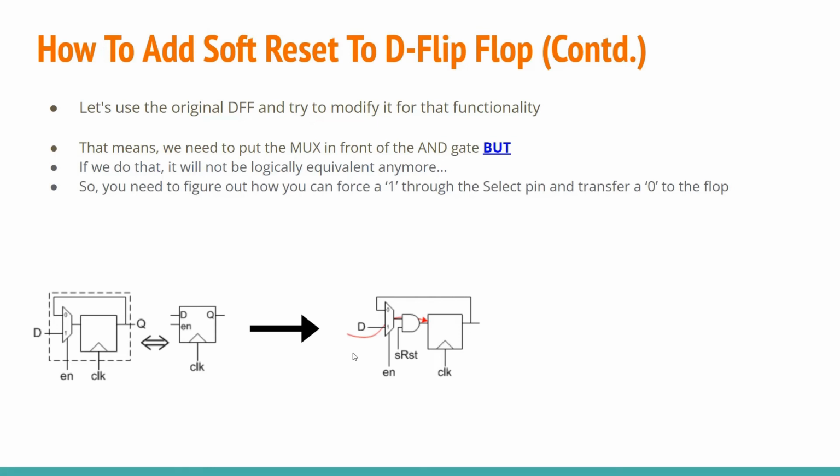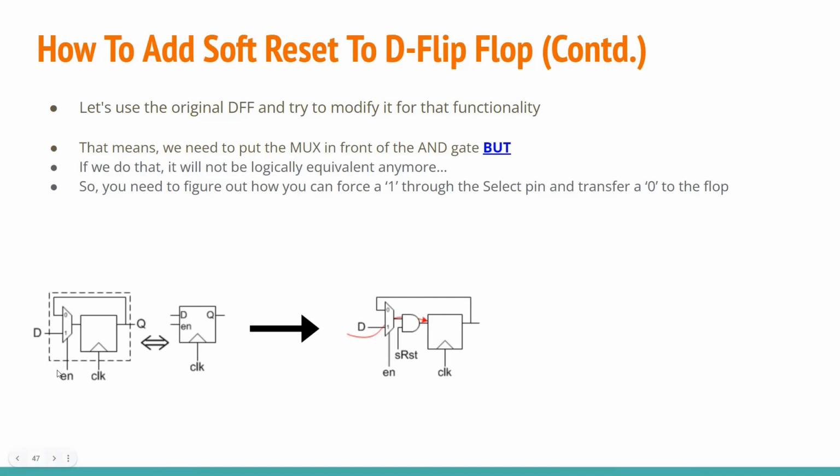So what we need to figure out is, in a nutshell, how do we force a 1 through this select line, which is the enable, when the active low soft reset is active, and transfer a 0 to the flop. Those are the two criteria we got to meet, right? Let me repeat that one more time for you.